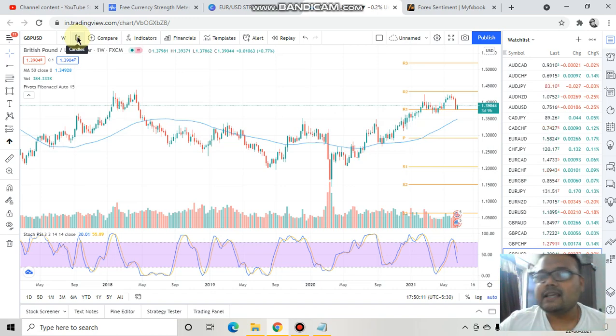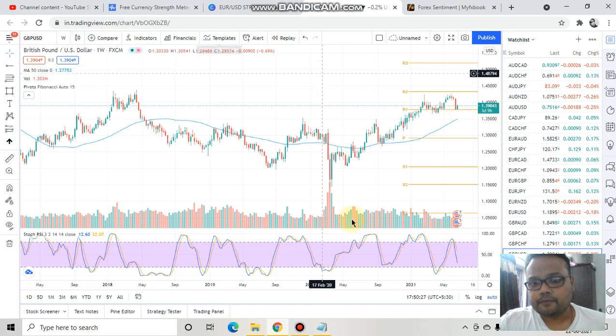But due to the heavy selling pressure previous week, sellers are still present in the market. As a result, British pound US dollar is kind of struggling, and as we all know, US dollar was very strong previous week, and still US dollar is standing tall. Let me show you.